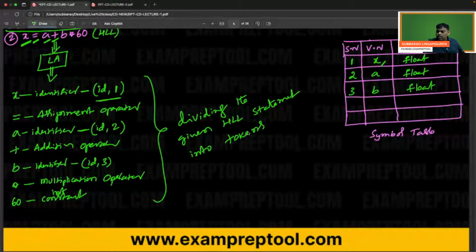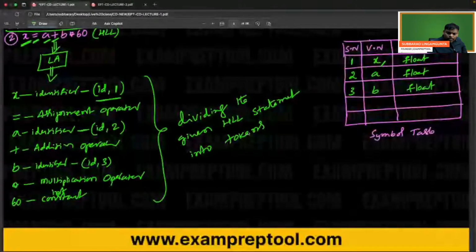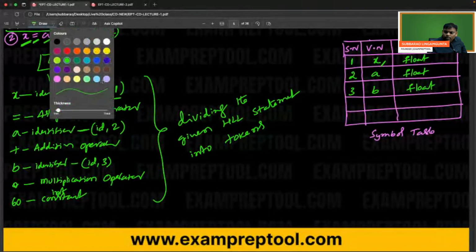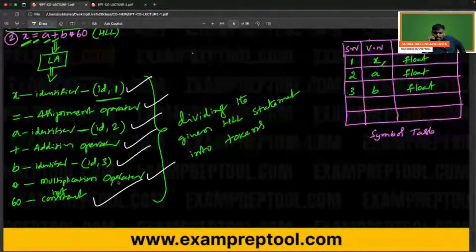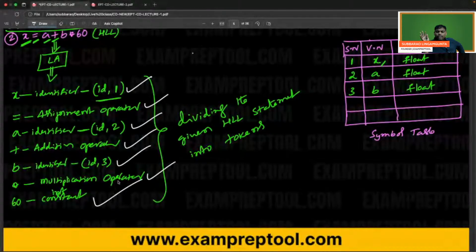For some tokens, there is no token number. So if you observe clearly, how many tokens are there? The lexical analyzer will divide the given program into tokens. Token 1, 2, 3, 4, 5, 6, 7. Totally, 7 tokens. Out of those 7 tokens, for only 3 tokens, a token number is given. Only for identifiers, a token number is given.